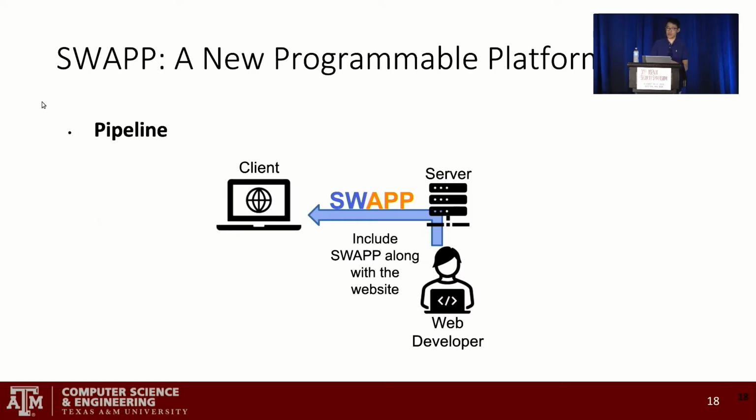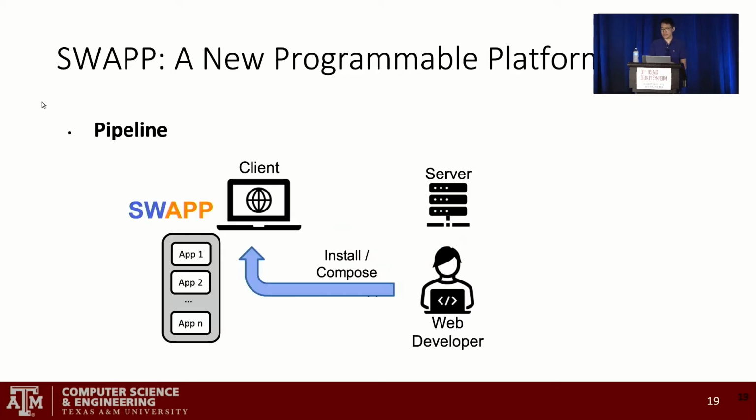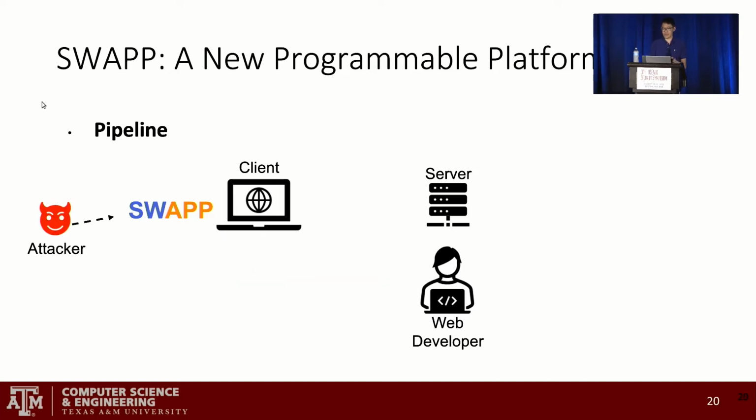So in this work, we proposed and developed SWAPP, a new programmable platform. The pipeline of SWAPP is simple. Web developers simply include SWAPP along with the website. Because SWAPP is implemented as a JavaScript library, including SWAPP in the website is as easy as importing a JavaScript file. Then web developers can install existing SWAPP apps that we developed or others developed, or compose their own application and then install it on the client.